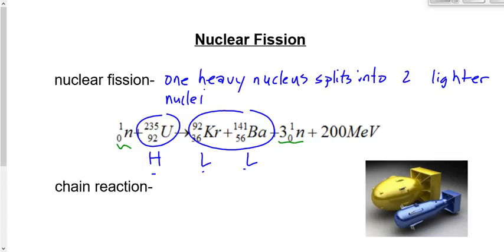Yeah, it's just to balance it, right? We have, on the left-hand side, 236 as our mass number and 92 as our atomic number. We have to make sure that on our right-hand side, we have 236 and 92 as well. If you look at krypton and barium, it would work out to be 233 and 92. Well, that means we're missing three neutrons. So we have to add on three neutrons in order to make that work. Does that make sense? Plus, we have some energy released as well.